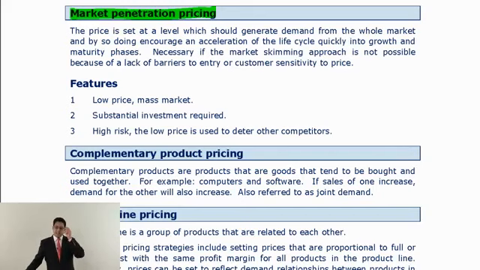You can see the examples of products which your grandparents have used, your parents have used, and you are still using them.